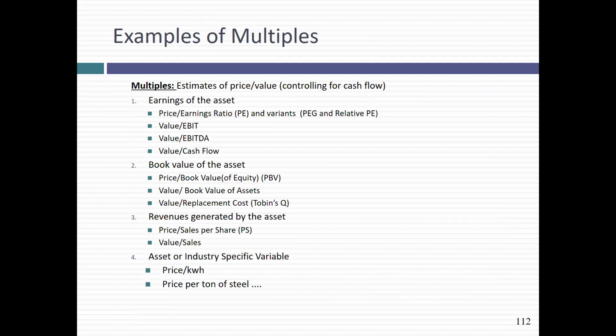Now these are examples of multiples. The multiple I just went through was house price per square foot. In our class, we're going to generally be talking about stock prices. So we're going to be thinking, for instance, about PE ratios, the price to earnings ratio. An alternative is to think about the value per EBIT. So what is the value of the firm over EBIT? Or in other words, for $1 in income, what is the value of the company?